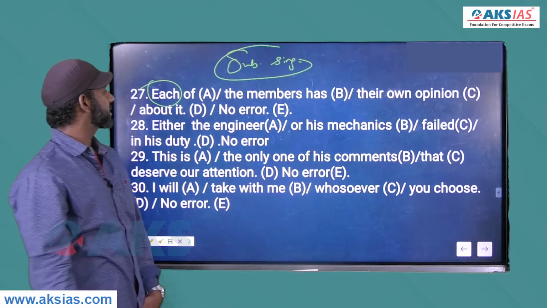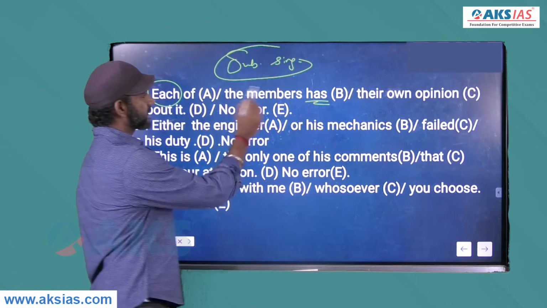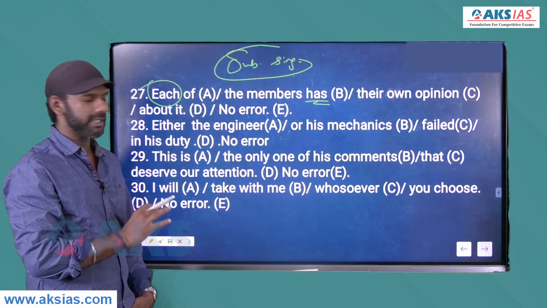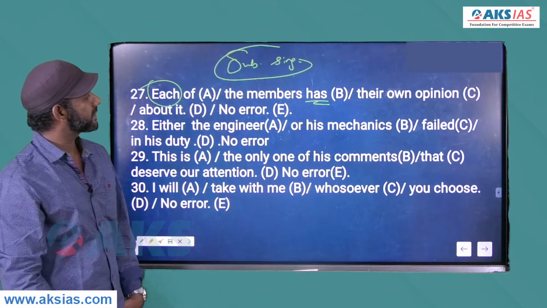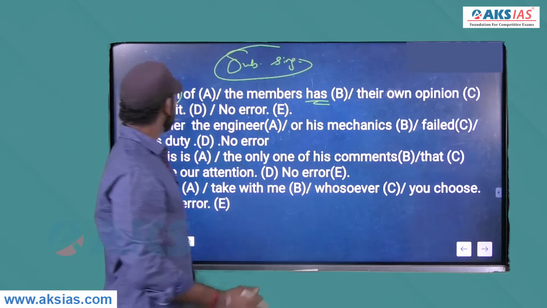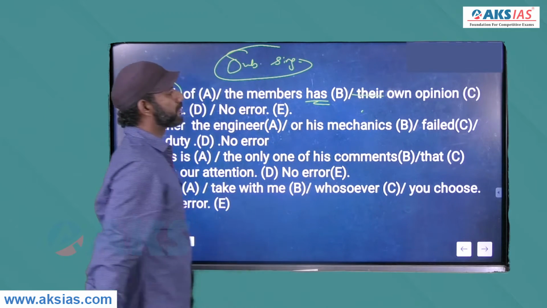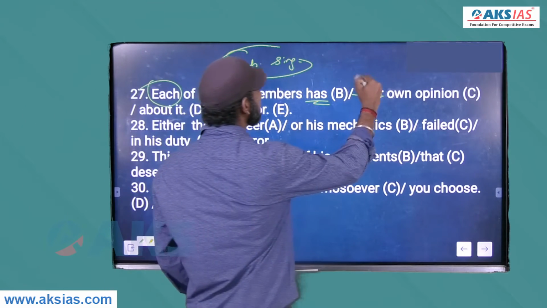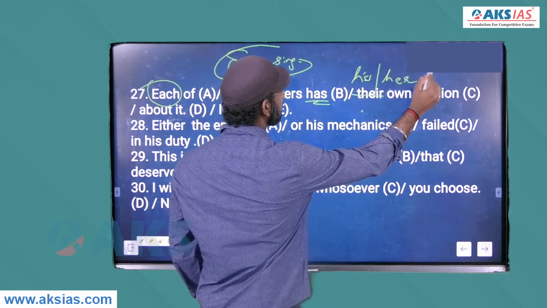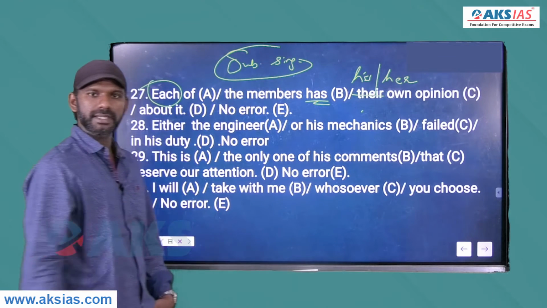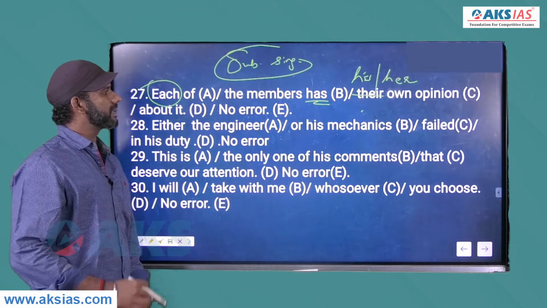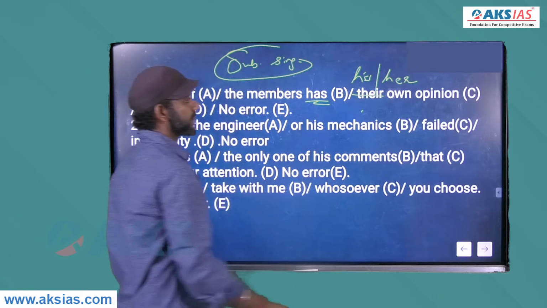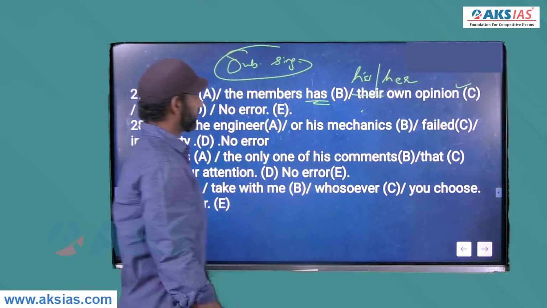Each of the members has: singular subject, singular verb. So there's no error in part A or B. Right? Each of the members has their own opinion about it. There is a plural pronoun. The subject is singular, so the pronoun must also be singular. It must be his or her own opinion about it. Each of the members has his or her own opinion about it. Singular subject, singular verb, singular pronoun. The error is in part C.